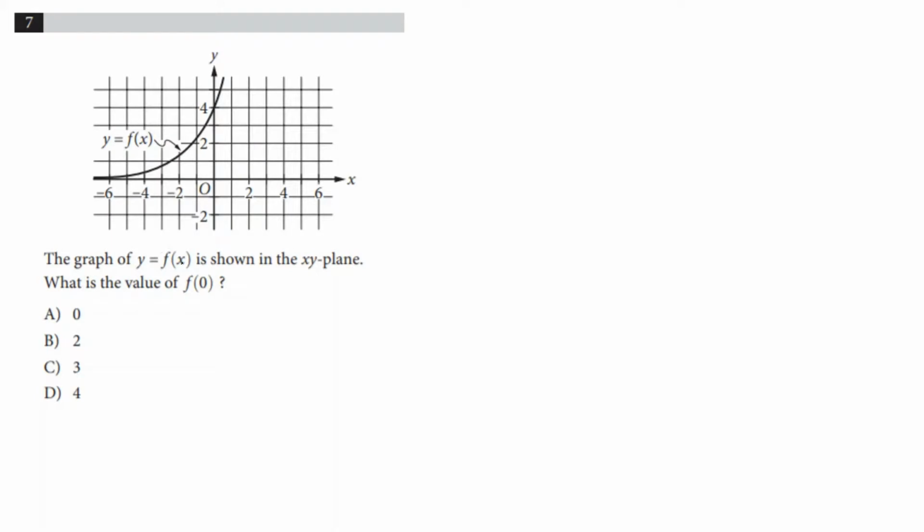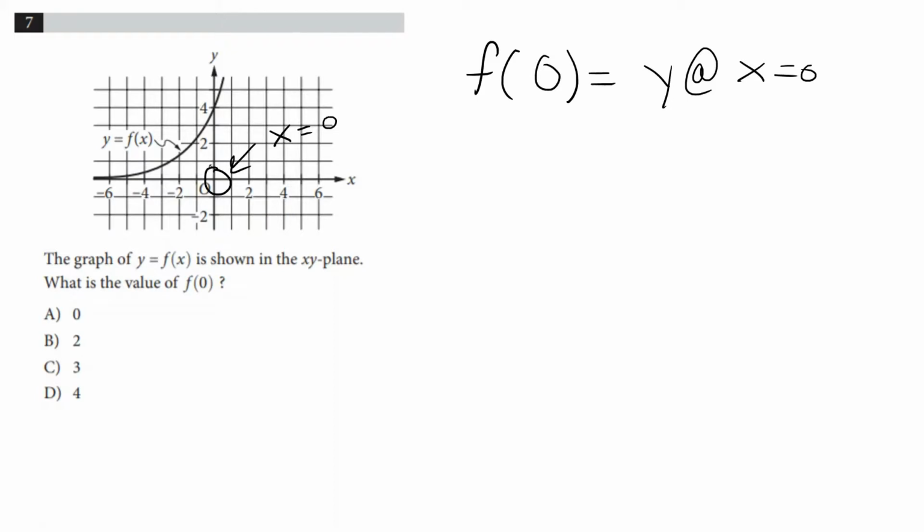So the graph of y is equal to f of x is shown in the xy plane. What is the value of f of 0? This is a rather simple example, but let's just quickly write something. So f of 0 is equal to y at x is equal to 0. So x is equal to 0 at that point, and we just go directly up and we see this is f of 0, or f of 0 is equal to 4. So you just find x is 0 and look at where it intersects the lines. Pretty simple stuff. Let's move on.